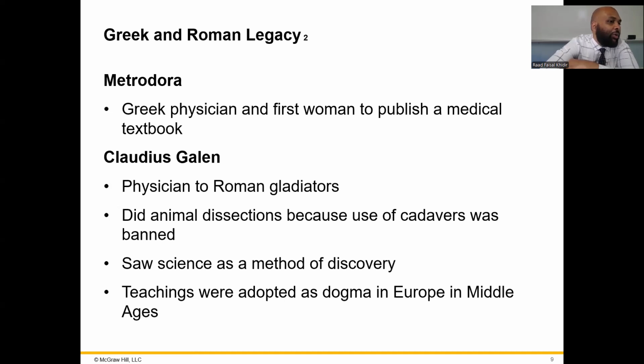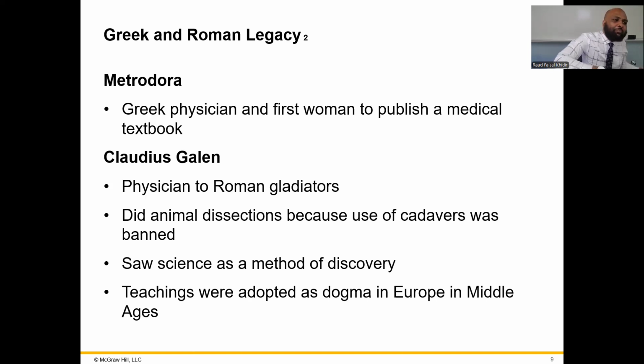So when they go and fight and punch each other in the face and they're bleeding, they go to him and he takes a sample of this and a sample of that, and he's looking at the pus and he's looking at blood. And actually he came up with many ideas that he noticed and ways to treat these gladiators when they fight. And then he did animal dissections because the use of cadavers, you see now they have developed ethically and they said, we cannot use living human beings.